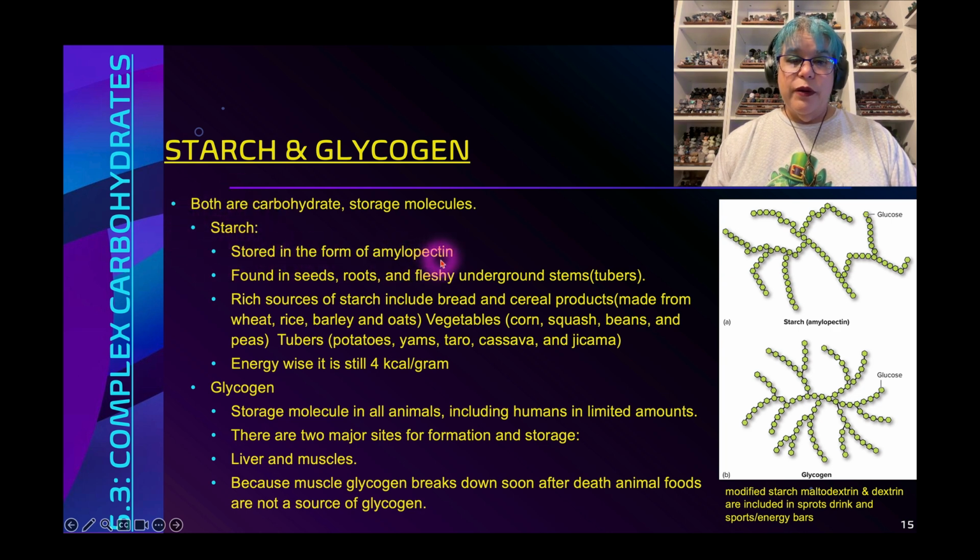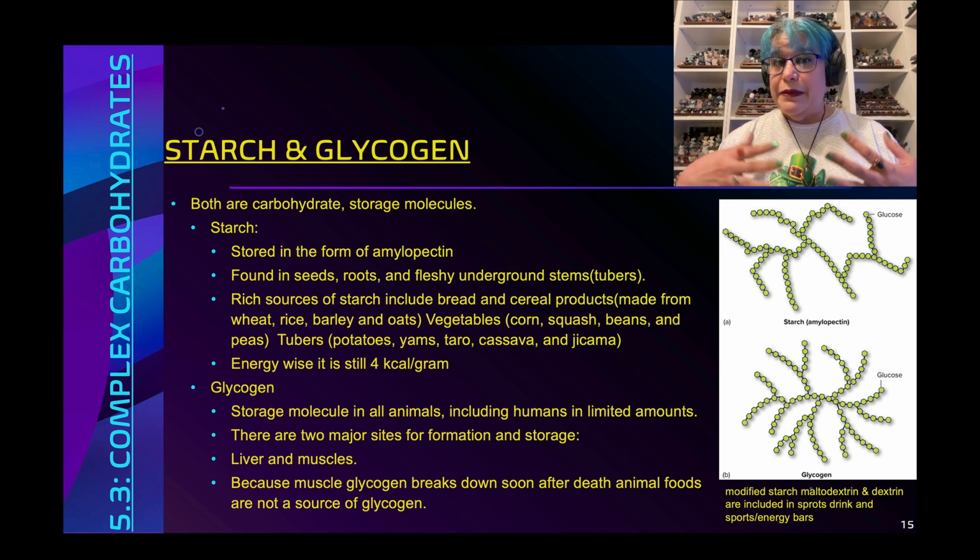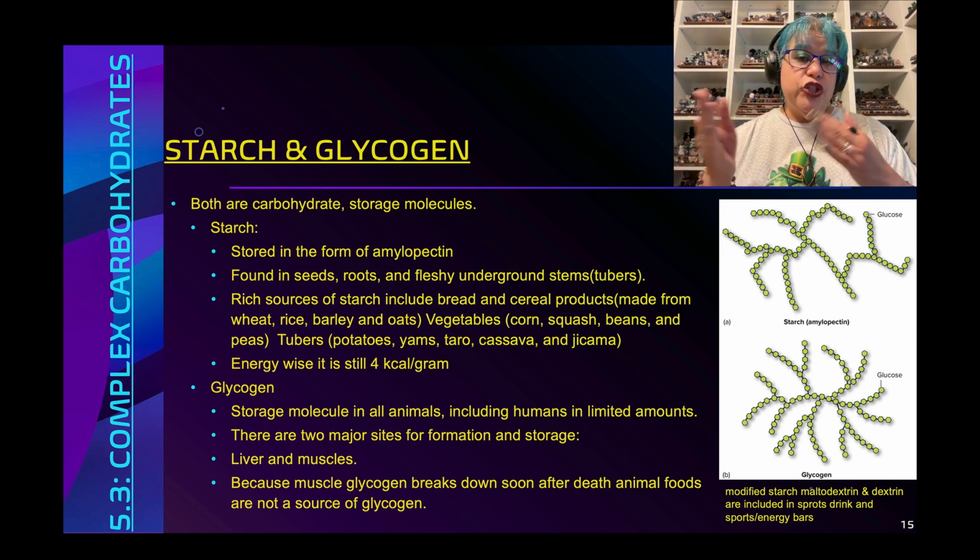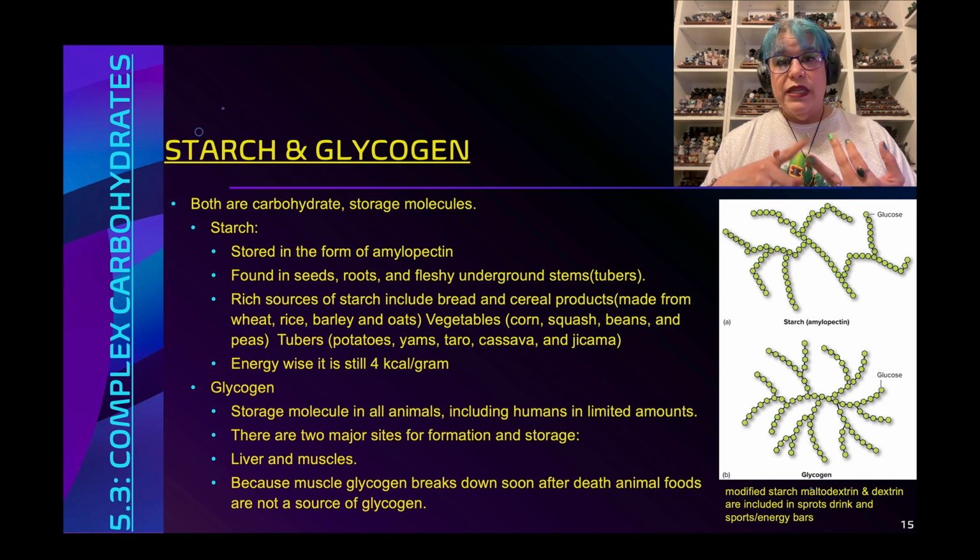Starch is stored in the form of amylopectin in plants. It is found in seeds, in roots, and fleshy underground stems, aka tubers. This over here is starch, and as you can see, I've got these long branching chains of glucose molecules, okay? Rich sources of starch include bread and cereal products that are made from wheat, rice, barley, oats. Vegetables like corn, squash, beans, and peas also tend to have starch in them. And the tubers that I was talking about, those are going to be the potatoes, the yams, taro, cassava, and jicama. Okay, all of these are underground stems that we dig up and we can consume.